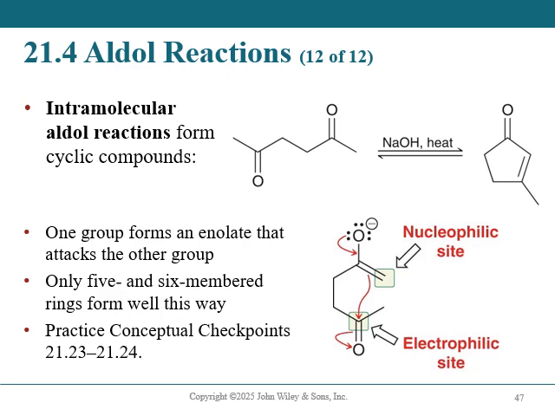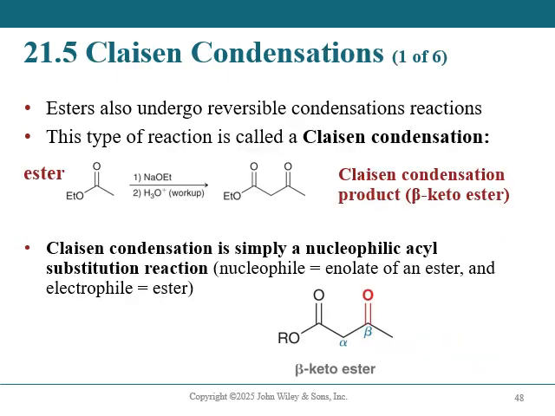Now, another type of reaction that we may see are what we call intramolecular aldol reactions. They tend to form cyclic compounds. One group forms an enolate that attacks the other group, and usually with decent yields, you get 5 to 6 member rings, depending on the specific dicarbonyl that you're using. Esters also undergo reversible condensation reactions, and those are the ones that we call Claisen condensation. This is simply a nucleophilic acyl substitution reaction. So the nucleophile will be the enolate of an ester, and the electrophile will be the ester itself.